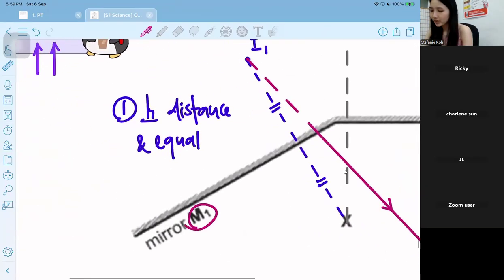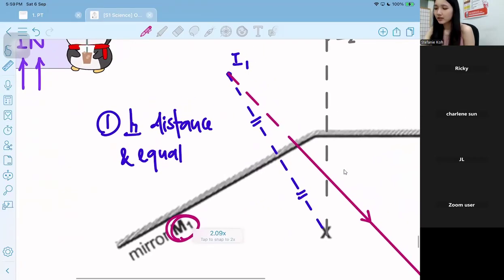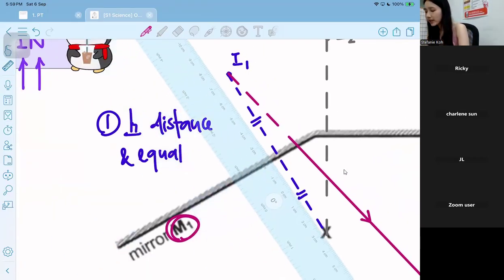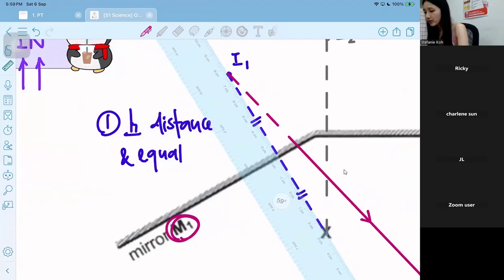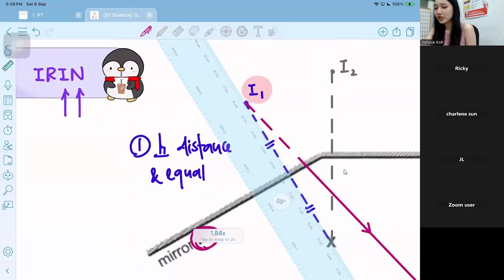So mirror 1 is here. What we always do is to find from the object the perpendicular distance and also equidistant. If it's 2 cm to the mirror, it will be 2 cm away from the mirror. Label I1. The construction line is just the dotted line to show the equidistance. So blue color is step number 1. Image done.